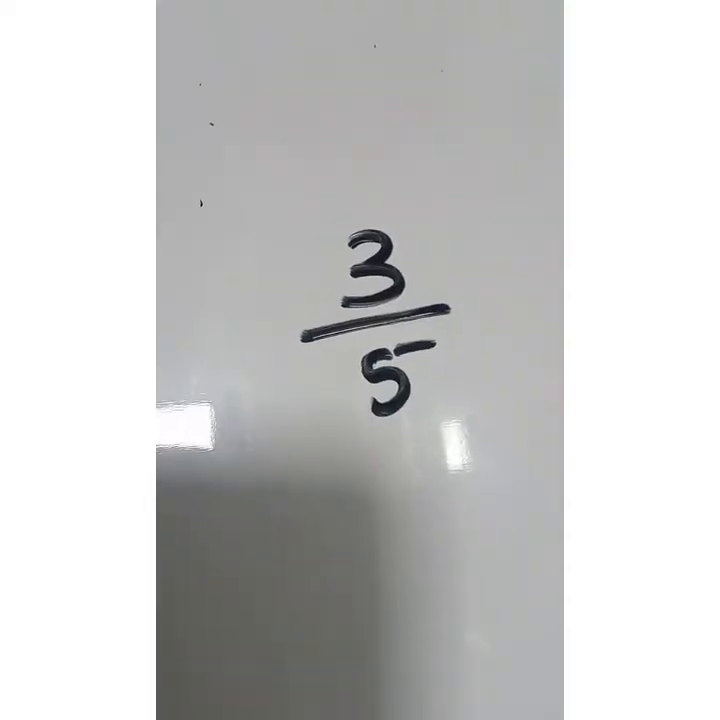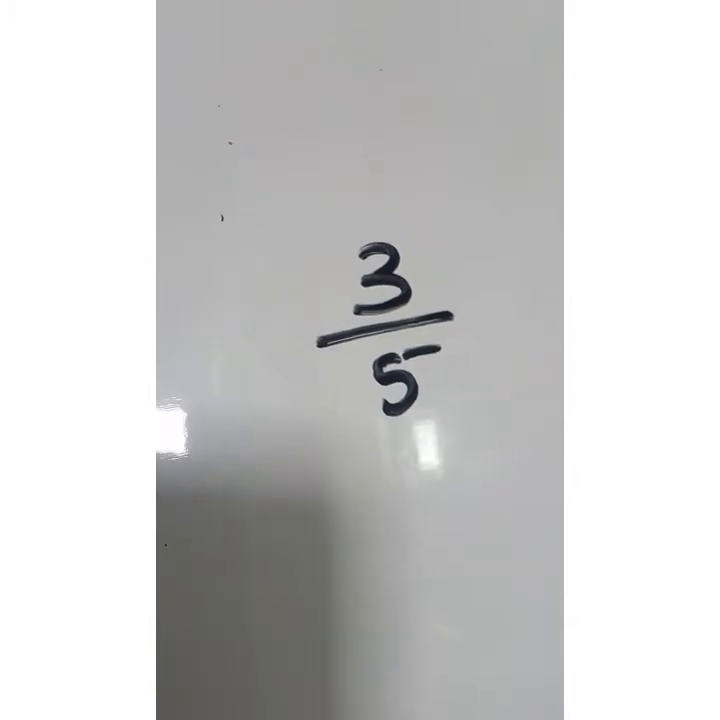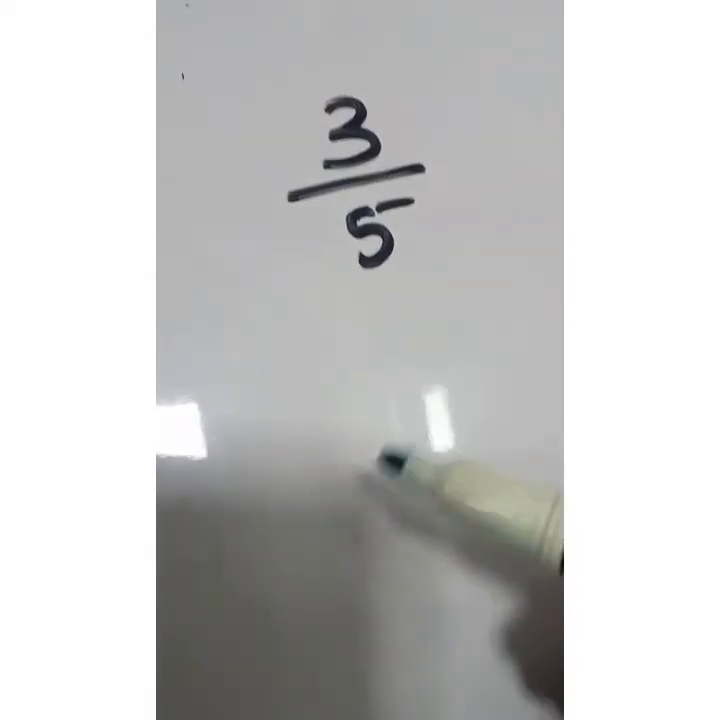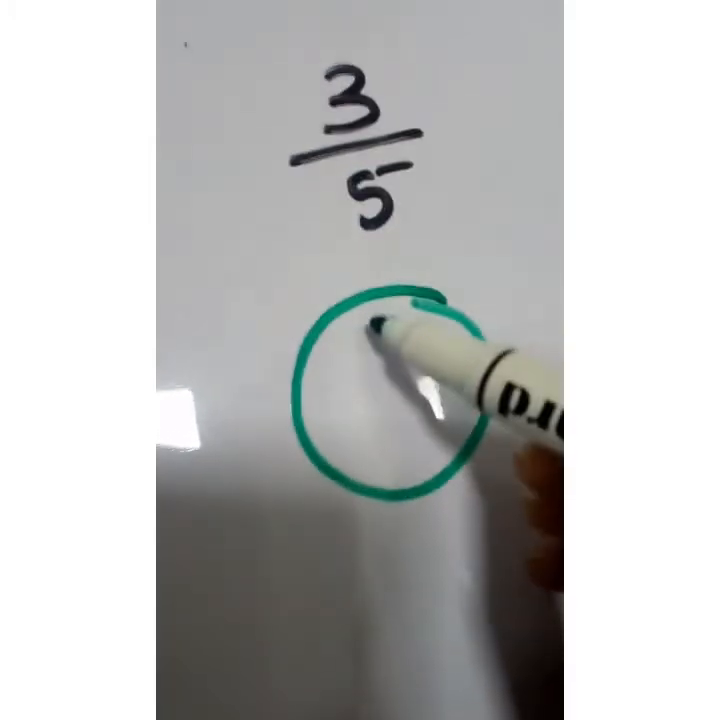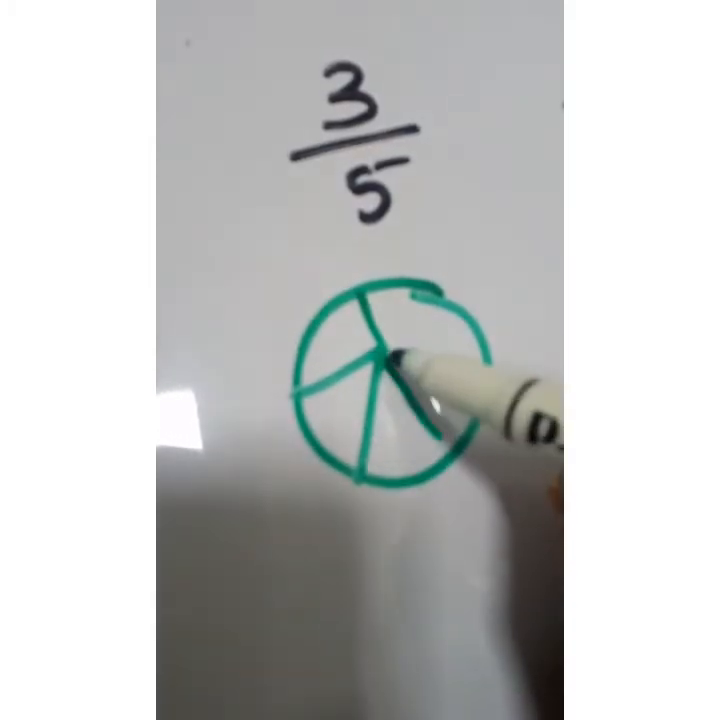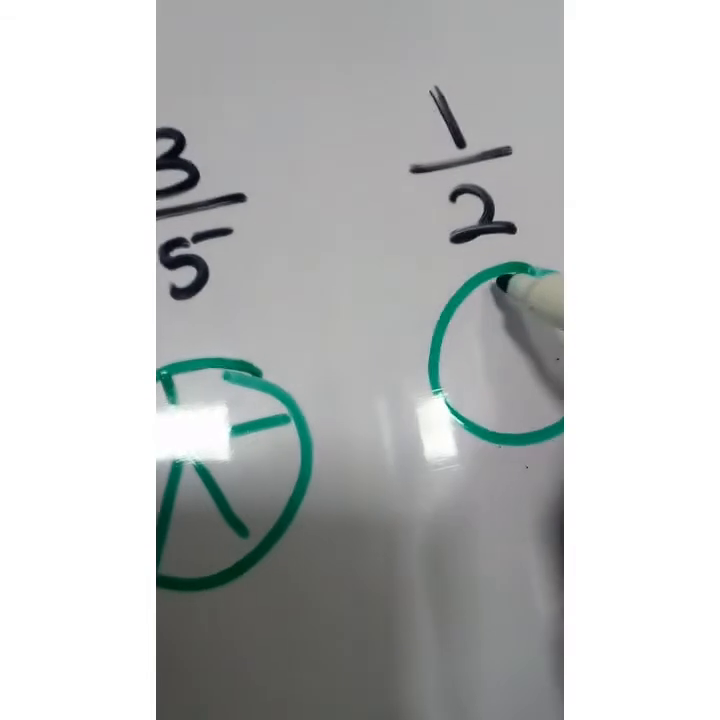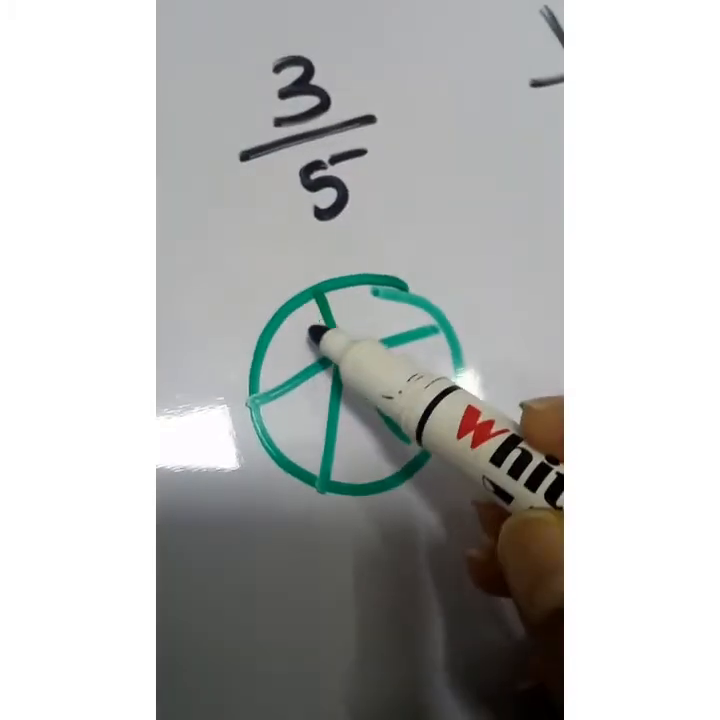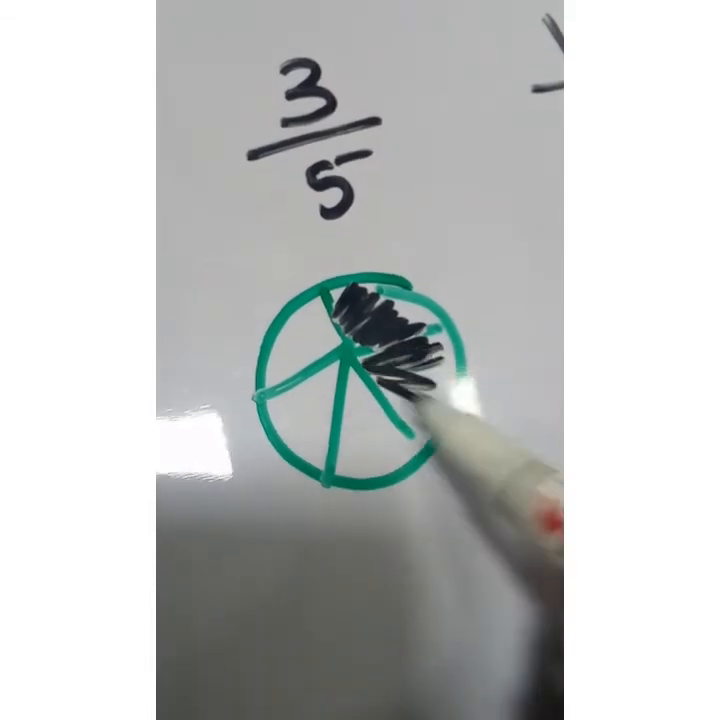This is the number that I'm going to compare with the half to see if it's greater than the half or not. We have some ways. I'm going to show you the first one. If you draw a pie and divide it into 5 pieces, 1 2 3 4 5, and this is the half, you divide it into 2 parts. Now shade how many? 3. We shade 3 parts, 1 2 and 3.